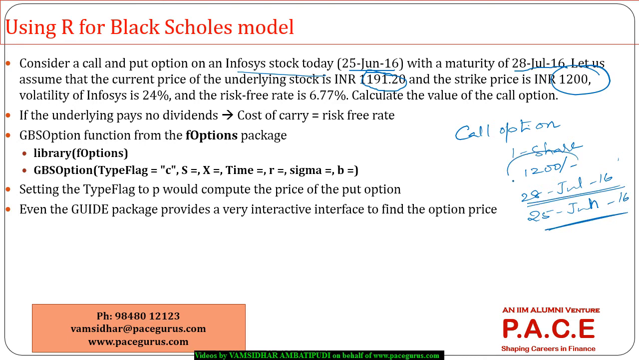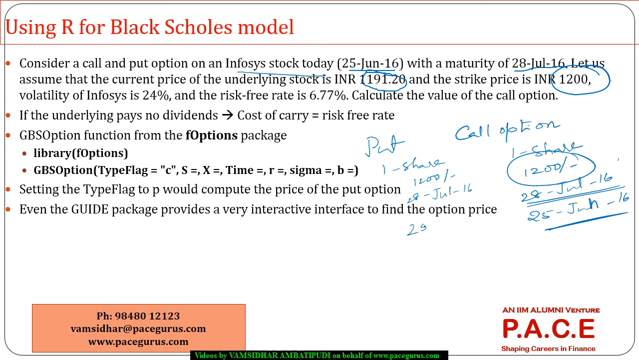So whether I have to buy it or not, I'll decide on 28th July. If I want to buy it, I'll buy it at 1200. If I don't want to, I can expire it. That is what we are calling an option. Similarly, when I say a put option, it's like I want to sell one share of Infosys at 1200 bucks on 28th July 16.